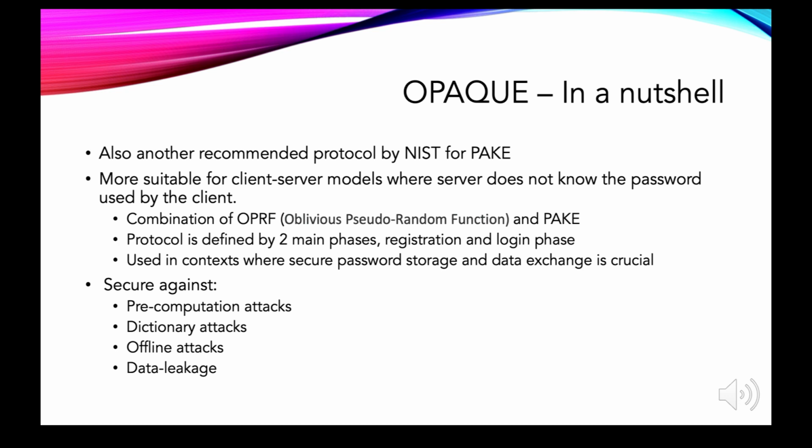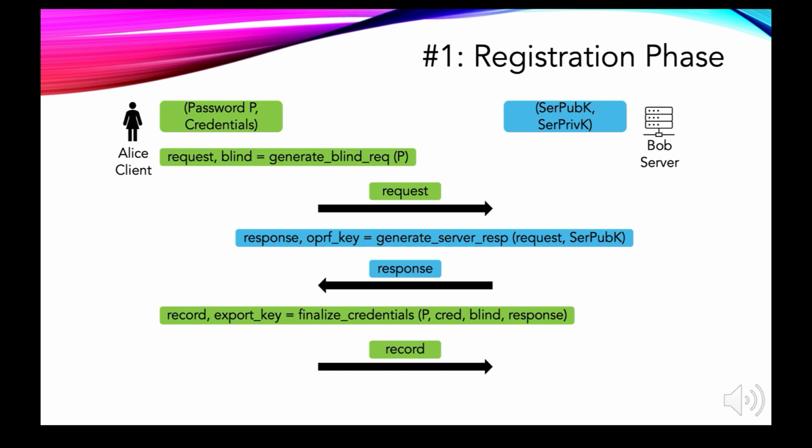This protocol allows the client to input a password and the server inputs their key for an output, where the client learns of the output but the server learns nothing of the client's password. This is crucial for enhancing security as it guards against various attacks, including pre-computation, dictionary, offline, and data leakage attacks. Defined by two main phases, registration and login, OPAQUE is employed in contexts where secure password storage and robust data exchange are paramount. During registration, the client generates a random salt, password, and username.